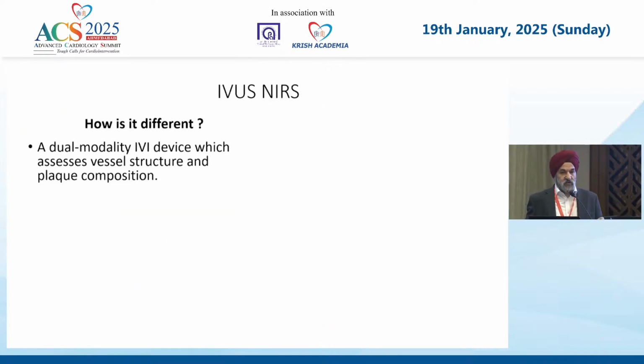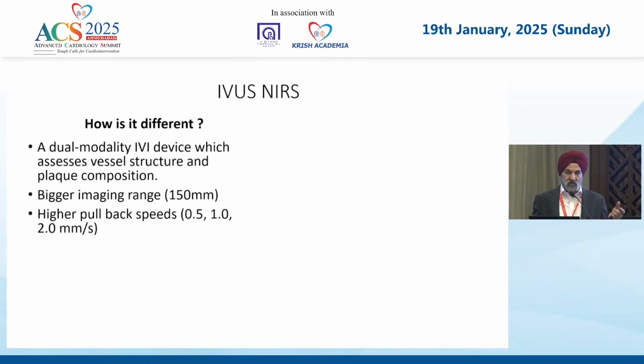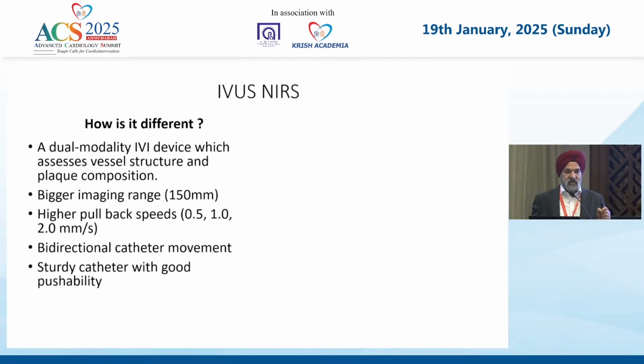How is it different? IVUS NIRS is a dual imaging modality catheter which assesses the structure and composition. It has a bigger imaging range than most of the existing systems. It images about 150 millimeters. It has 3 variable pullback speeds of 0.5, 1, and 2. The lens moves bidirectionally. With a click of a button, the lens comes back to its original position so that you can do a pullback. You don't have to manually do anything. It's a very sturdy catheter with very good pushability, but most important is that it produces some amazing imaging pictures.